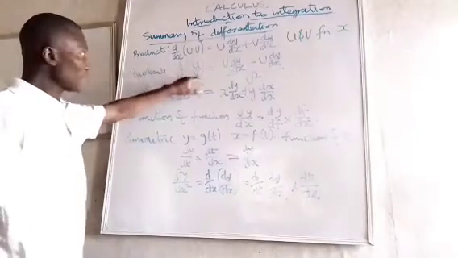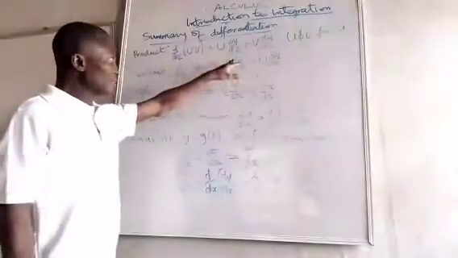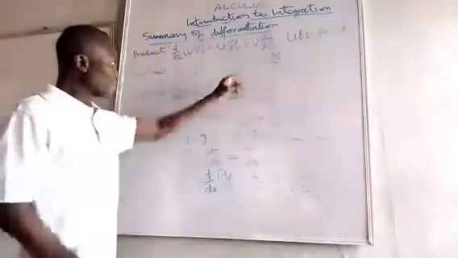For quotients, that is u over v, where u and v are still functions of x, this is what we do: v du dx minus u dv dx, over v squared.